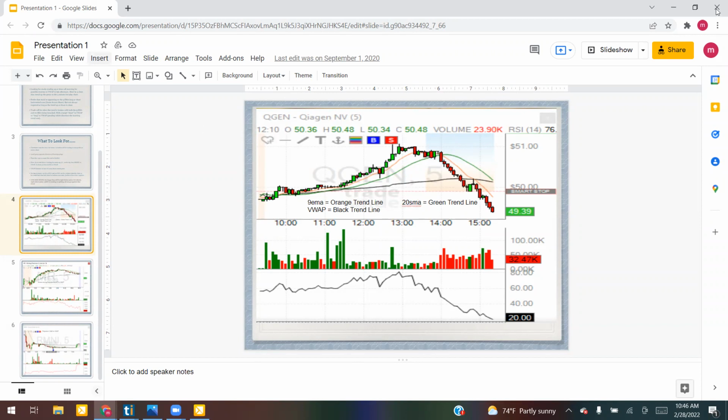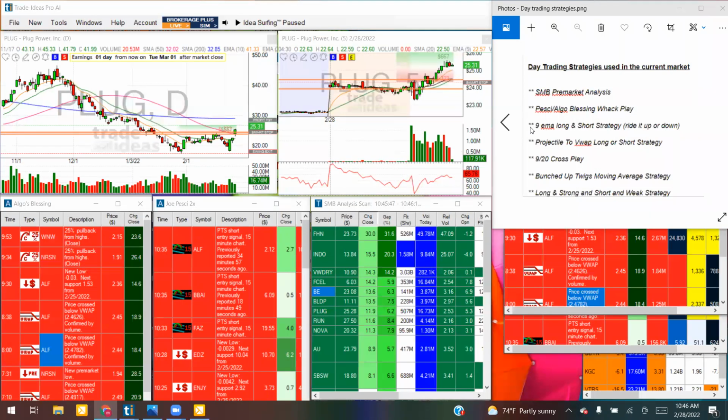All right, that takes care of that. What is next on our agenda? The 9/20 cross play. Let me tell you something about the 9/20 cross play. It can work on other moving averages, but the 9/20 cross is extremely powerful. It's a very quick move. It is when the 9 EMA crosses over the 20 SMA. It's a very powerful, quick move.